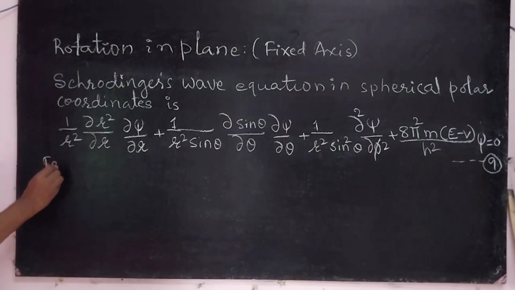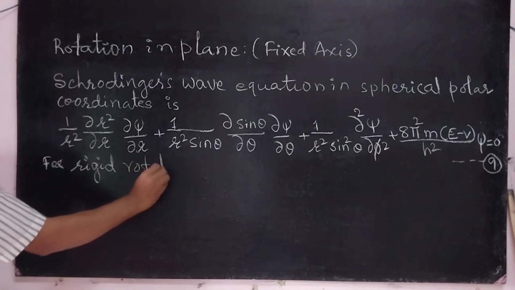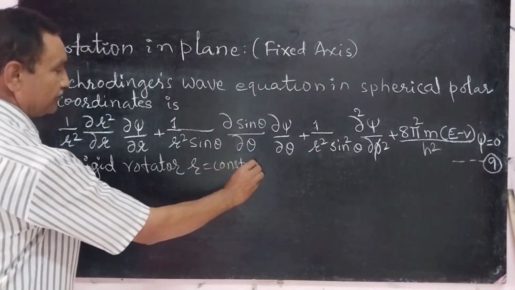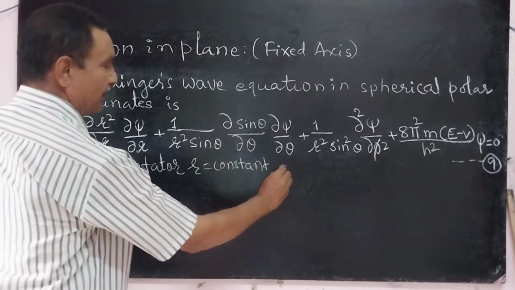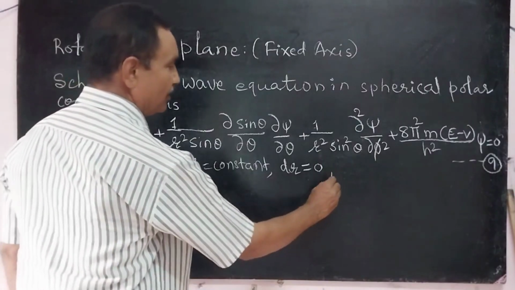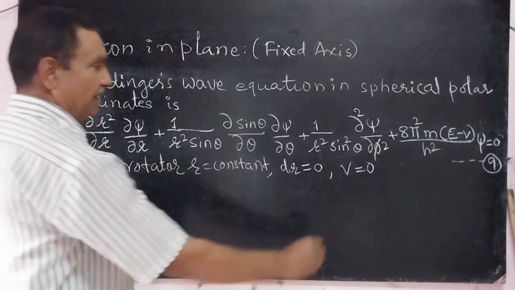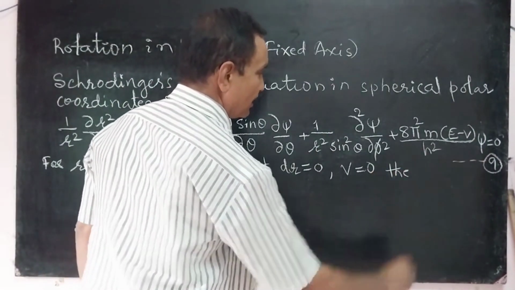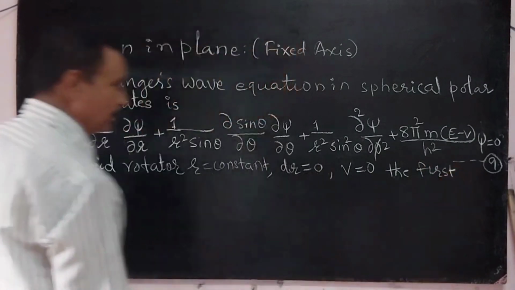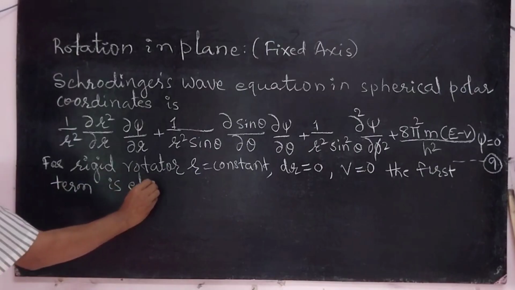For a rigid rotator, r is constant and dr is 0, the change in radius becomes 0, and V is also 0. Then the first term is eliminated.